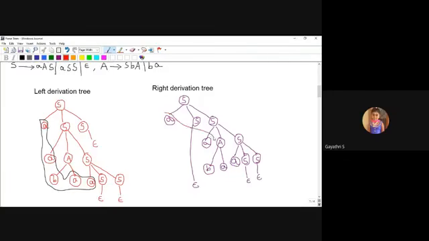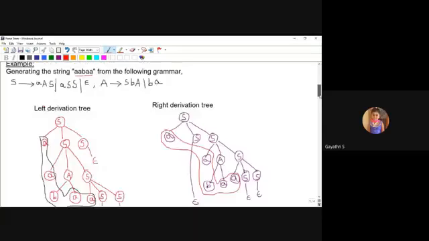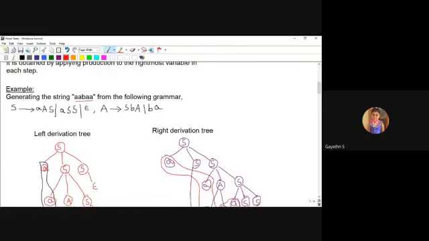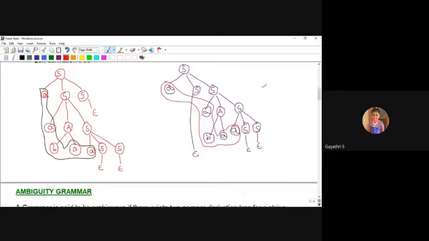See, double A, so 1B double A. This is the yield of this parse tree, the string which is double. So what is our input string? Double A B double A. Okay, so this is also right. So this is the way of how to draw leftmost or rightmost derivation tree.